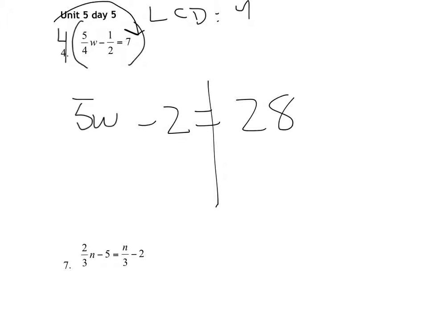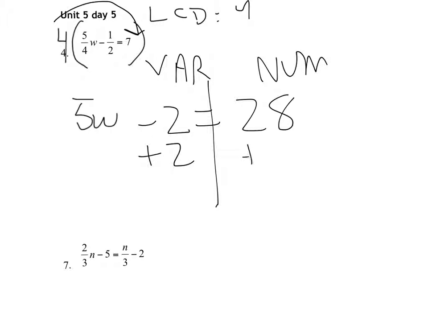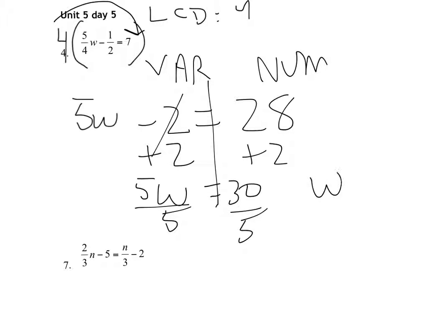Let's draw our river. We can't do steps 1 or 2. We'll skip right to step 3. My variable side is there, my number side. The only thing out of place is that negative 2. So I can move the negative 2 by adding it to each side. So 5W equals 30. Isolation, divide by 5. Final answer, W equals 6.